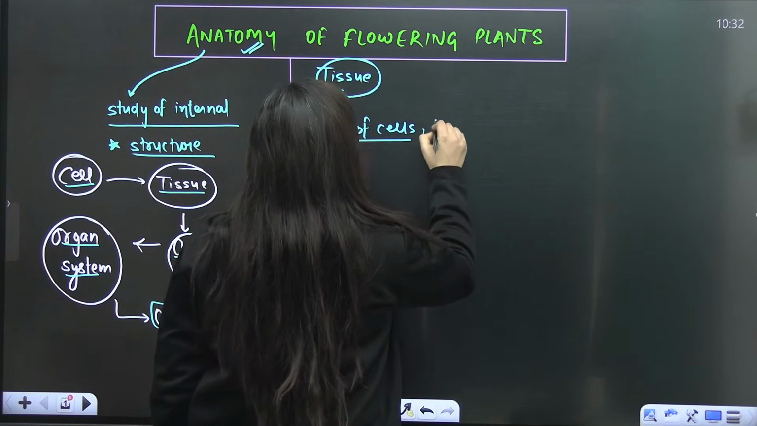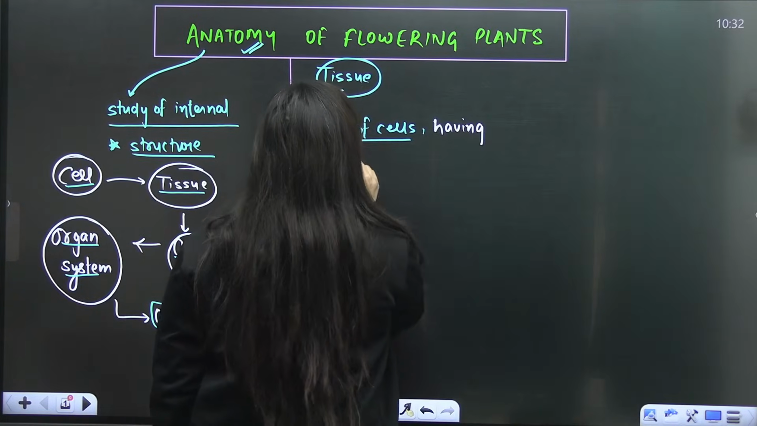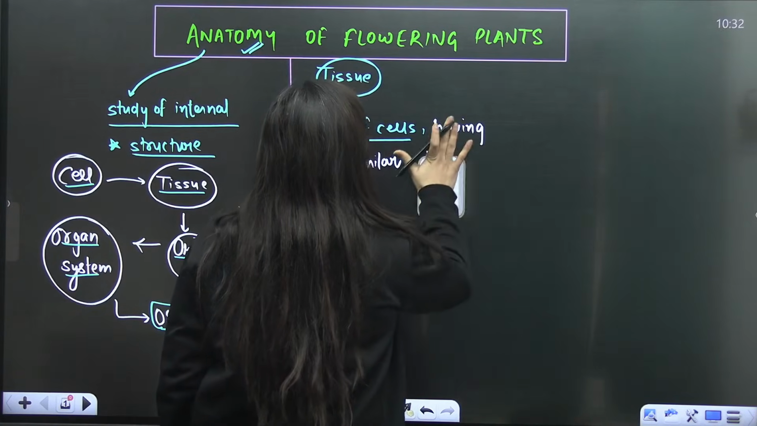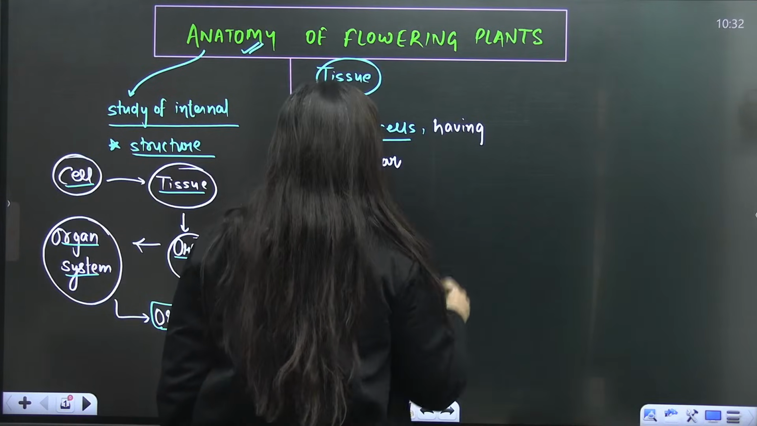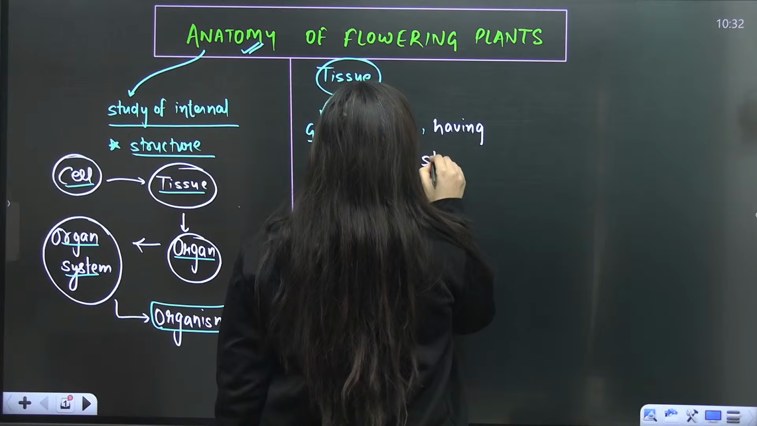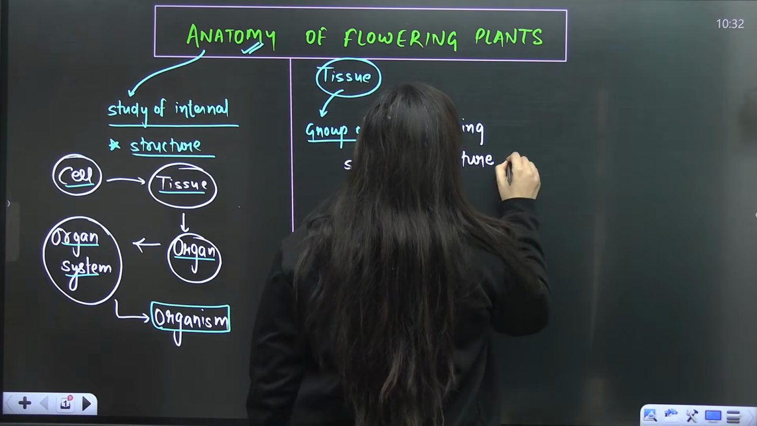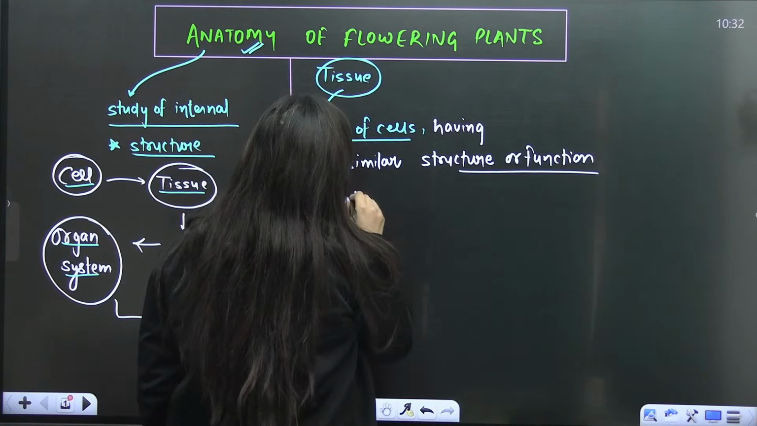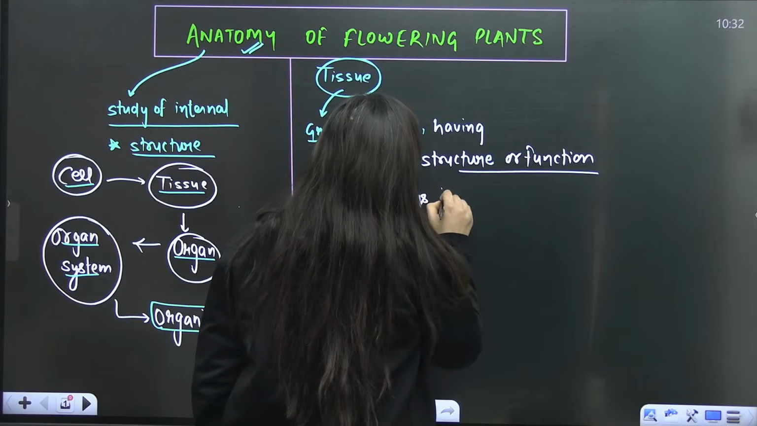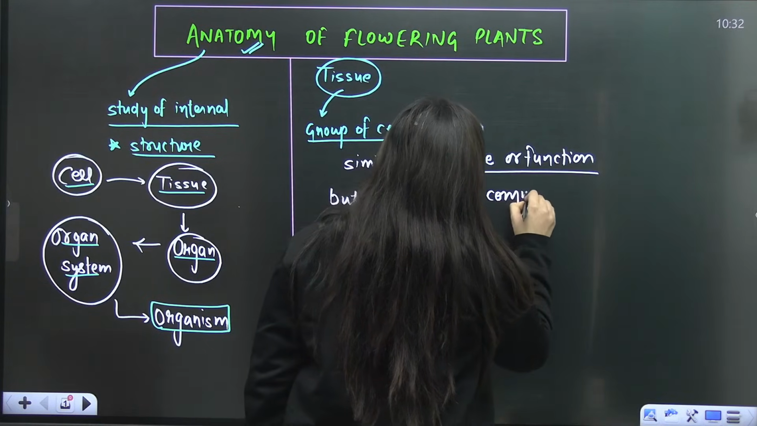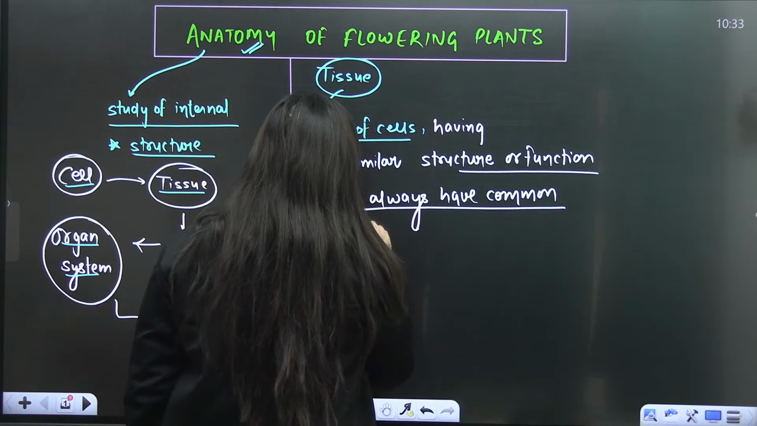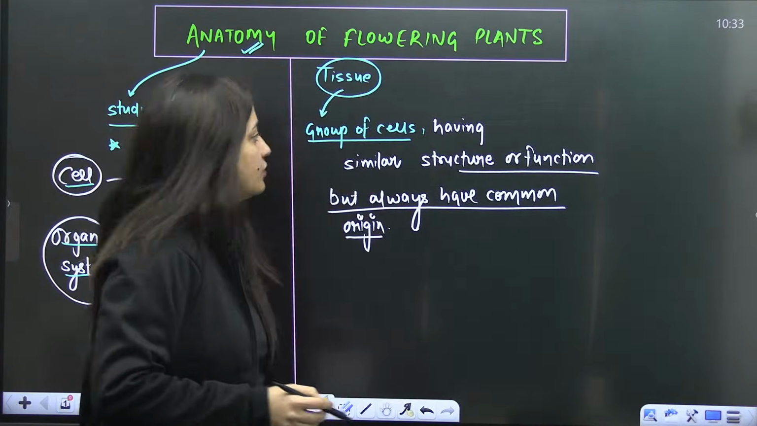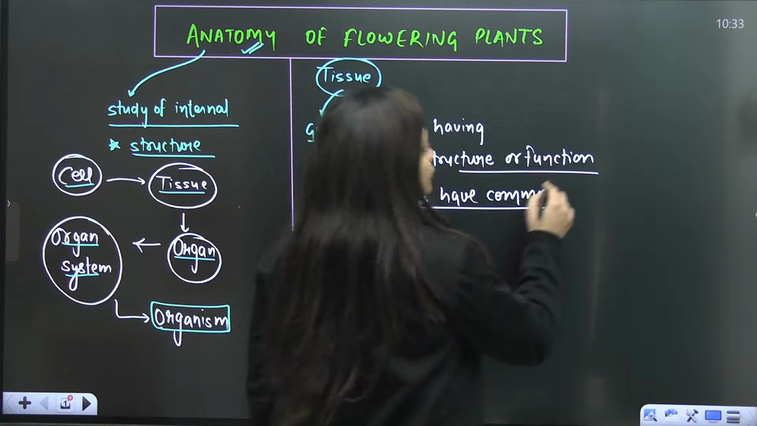Right. What is a tissue? It's a group of cells having similar structure or function, but always having a common origin. Always have common origin. Are you getting my point? Yes or no? So it is a group of cells having similar structure or function.